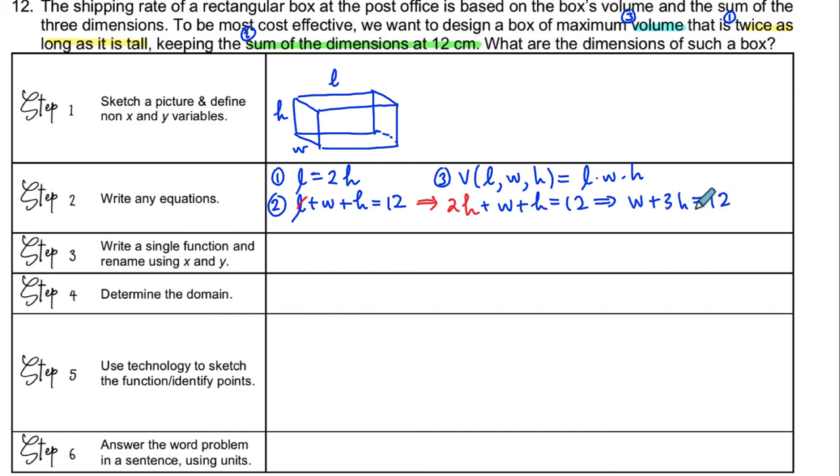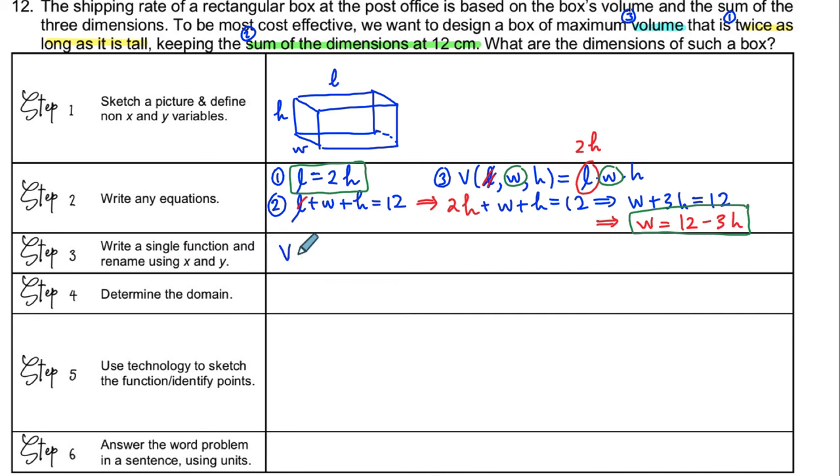Now, instead of having an L here, which we can replace with 2h, we want to get rid of either w or h, and we can easily rearrange this equation to solve for w. So we know that w is equal to 12 minus 3h. So what we've done here is come up with 2 equations that eliminate L in favor of h and eliminate w in favor of h. So we're going to replace w with that expression as well, and then we will have volume as only a function of a single input, h.